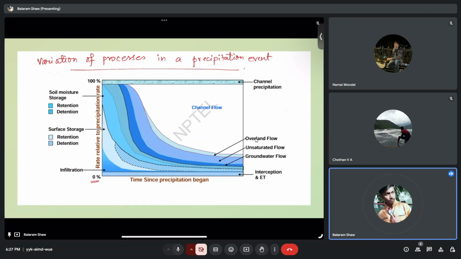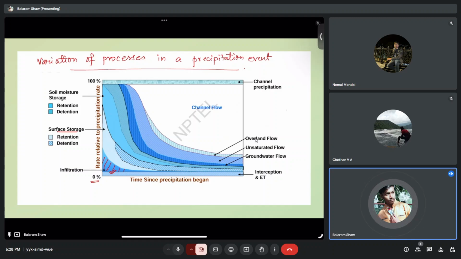At some point on the y-axis you can see a straight black line; this is interception and ET. So when the precipitation starts, it first goes to interception and ET, and only after that does it go to the surface. When it reaches the surface, the first process that starts is infiltration, and that's why this part is infiltration.